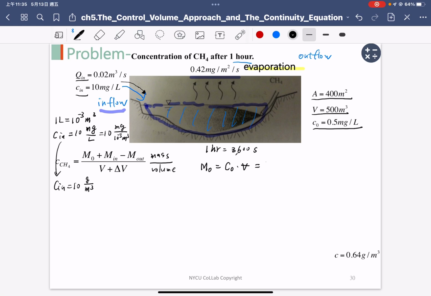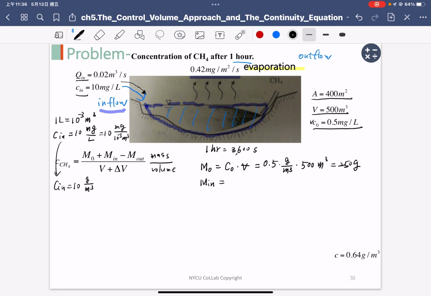And we have the total initial concentration is 0.5 g divided by meter cubic, and multiply by the total volume, which is 500 meter cubic. Okay, so you can use your calculator to calculate the initial mass. Initial mass is equal to 250 g.